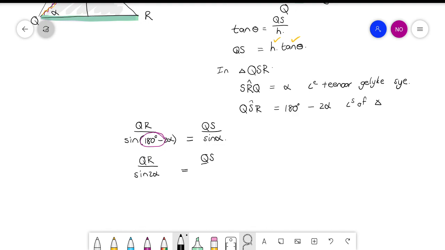QS over sine alpha. Jy kan op hierdie stadium al klaar kom en vir QS kom instel in terme van H en tan. Ek gaan hom eers 'n bietjie verder vereenvoudig voordat ek dit doen. But you are allowed to put that in there. Nee, want jy het mos vir QS uitgewerk as H tan theta. Okay.